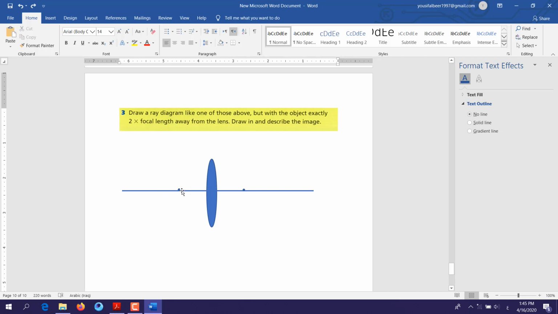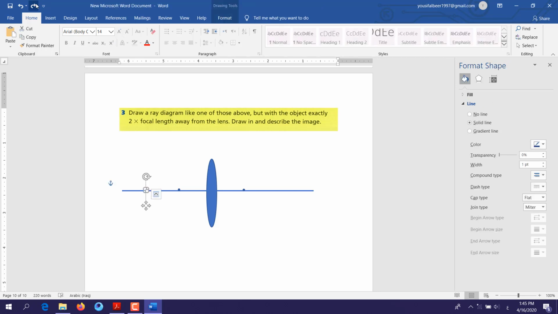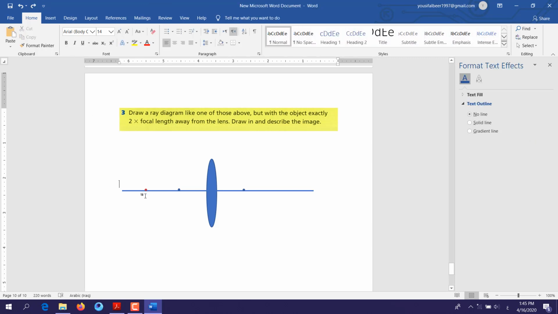For example, let's say the distance from this point to the center of the lens is, for example, 1 centimeter. So where will the object be at 2x? It means 2 times 1, so it will be 2 centimeters away. Now the red dot shows the position of the object. Now we have the object, we have the lens, and we have the principal focus. We have the main points to solve the question.